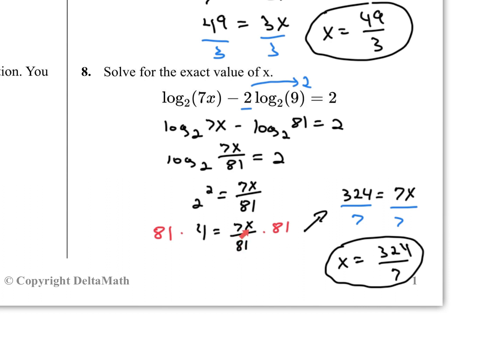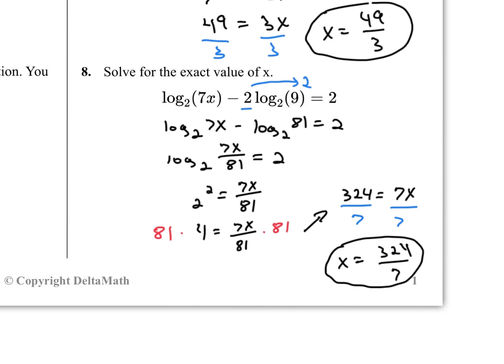Okay, we're trying to solve for x. It is being multiplied by 7, but all of that is being divided by 81. So the inverse of dividing by 81 is to multiply by 81. Because this 81 and 81 would cancel each other out, since 81 divided by 81 is 1. But we have to multiply the left side by 81. So 81 times 4, that's 324 equals 7x. And then we divide both sides by 7, and x equals 324 divided by 7.